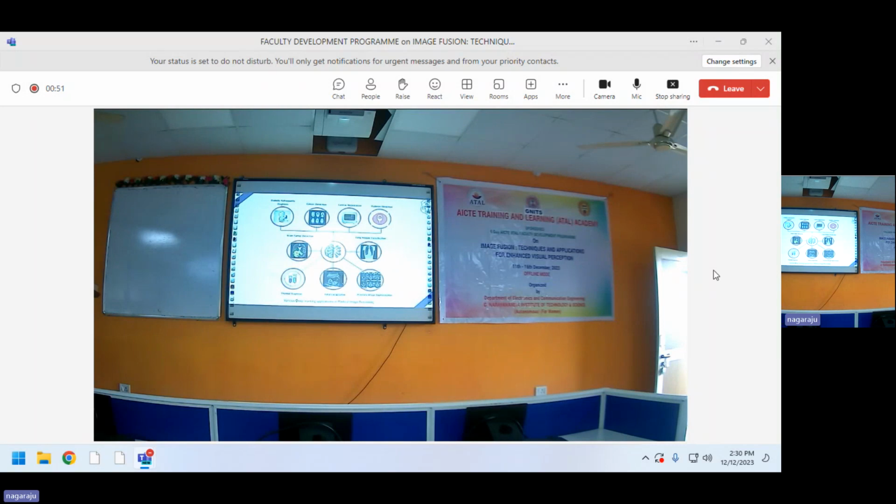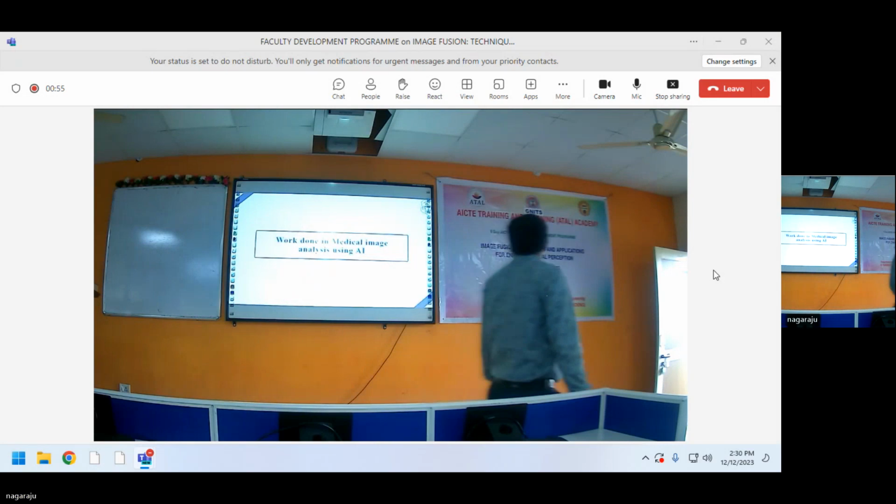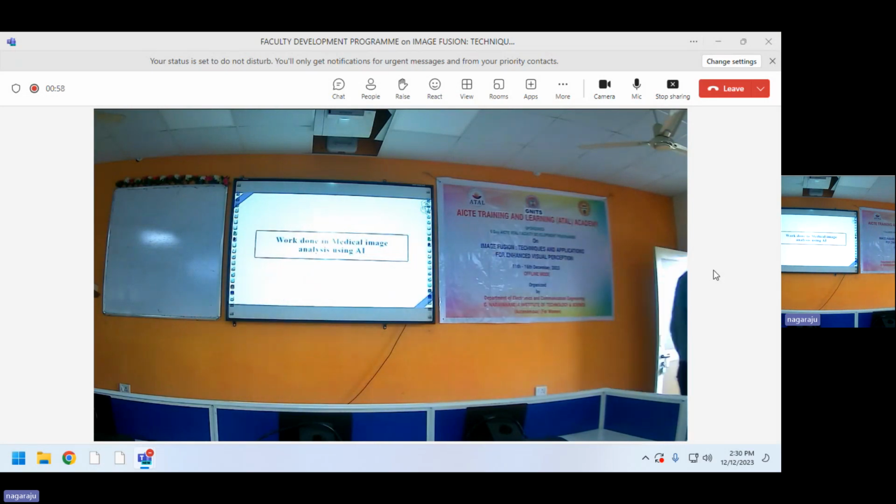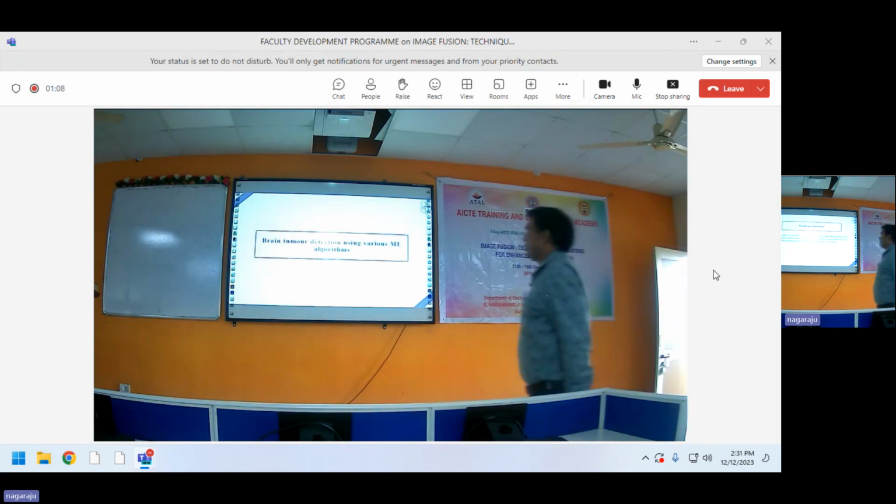So we have seen the various deep learning applications in medical image processing. Now we'll talk about the work done in terms of medical image analysis using AI. First we'll see brain tumor detection using various machine learning based algorithms.